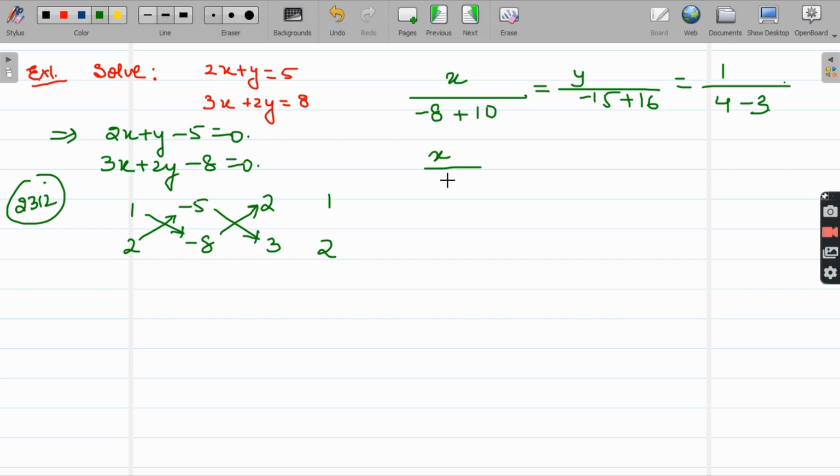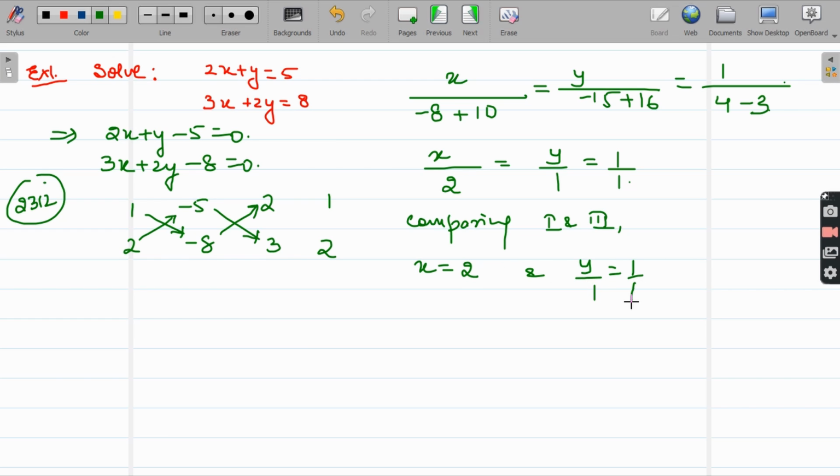Solving it further, we'll have x upon 2 is equal to y upon 1 is equal to 1 upon 1. So now comparing first and third, we'll have x is equal to 2 and y upon 1 equal to 1 upon 1 will give me y equal to 1. That is my final answer for this question, right?